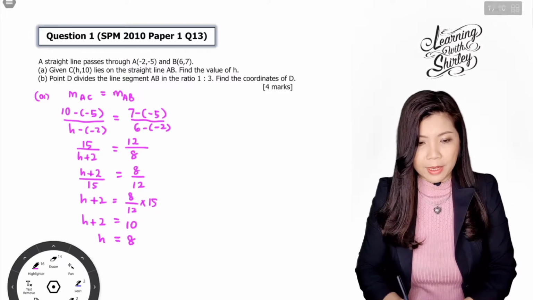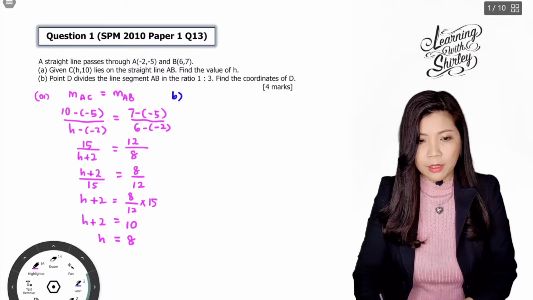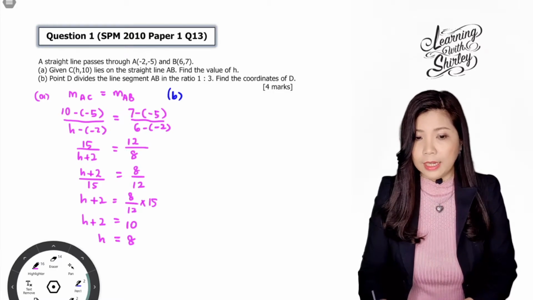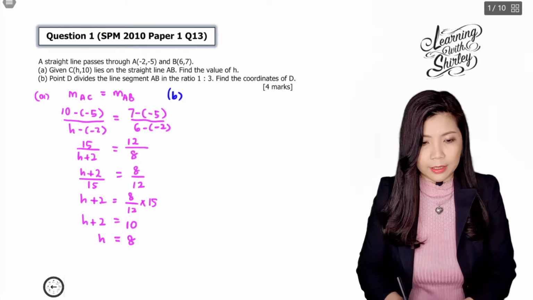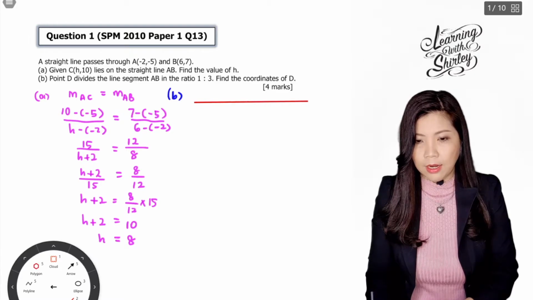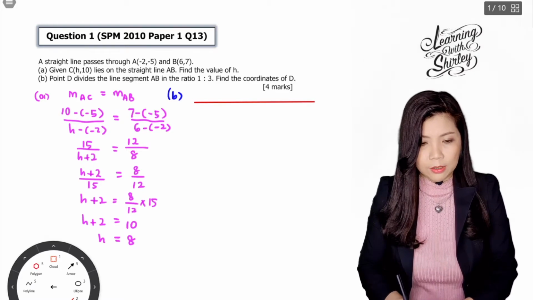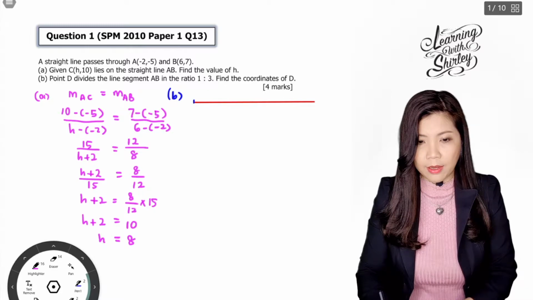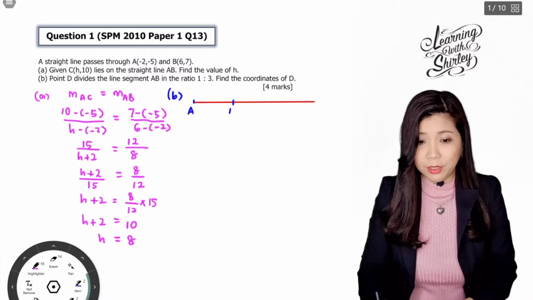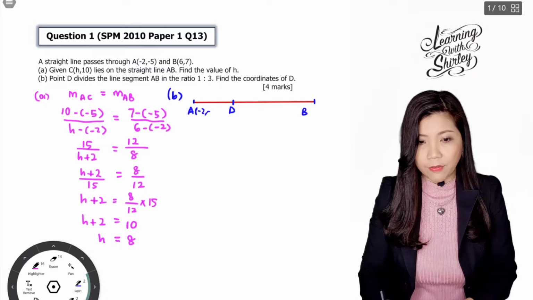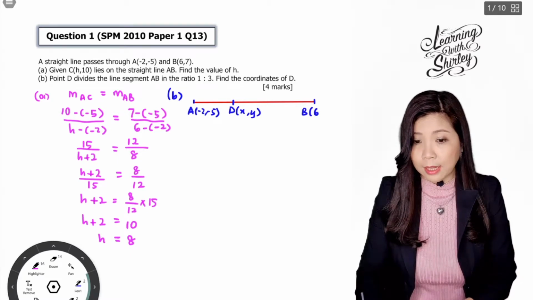Okay, now let's solve for part B. Point D divides the line segment AB in a ratio of 1 to 3. Find the coordinates of D. For this, I would draw a number line and label the coordinates on the line so that it's easy for me to see. We have A here, and D is somewhere in the middle, and this is B. A is (-2, -5), D I let it be (x, y), and B is given as (6, 7) in the question.